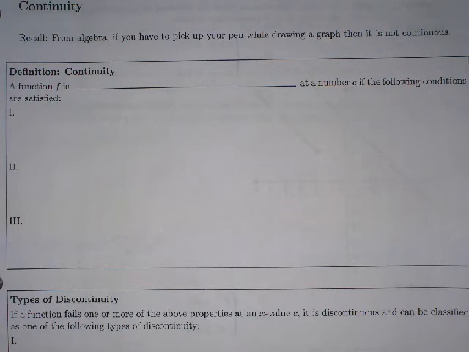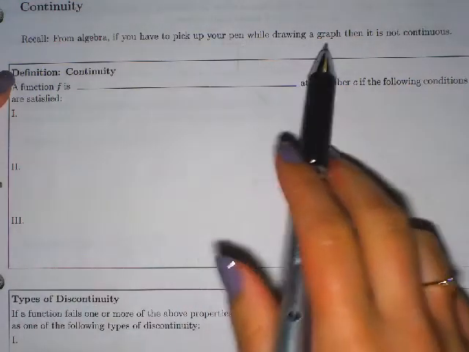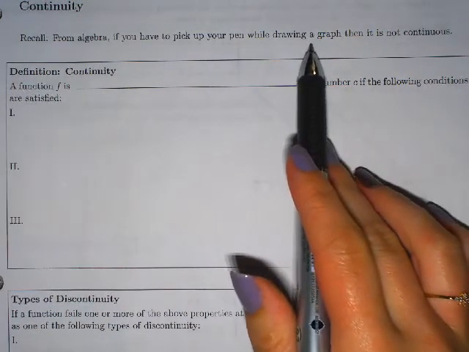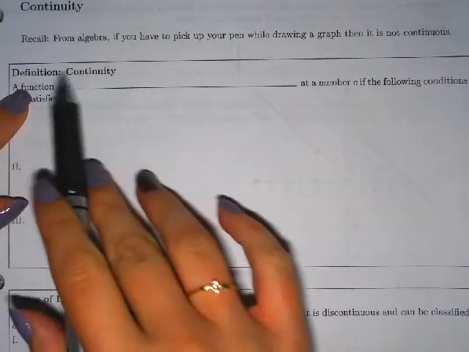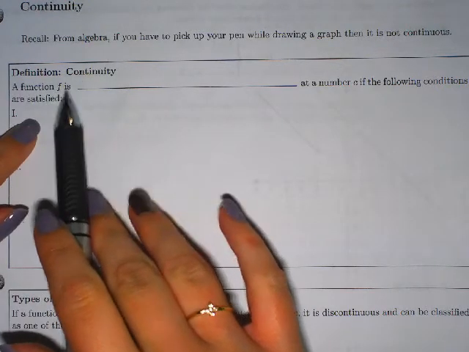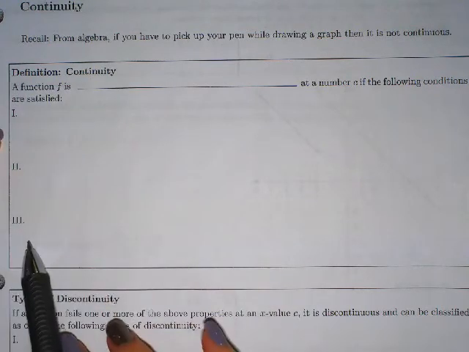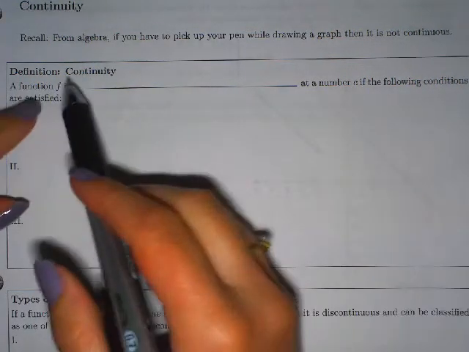So we're going to get into this formal definition of continuity. And instead of just saying, well, I picked up my pen, so it's discontinuous, we're going to be fancy calculus students, and we're going to say why it's discontinuous. So the reason why something is discontinuous is because it fails something on this continuity checklist. So we're going to write the three things. I usually call it the continuity checklist. They're the three things that make something continuous.